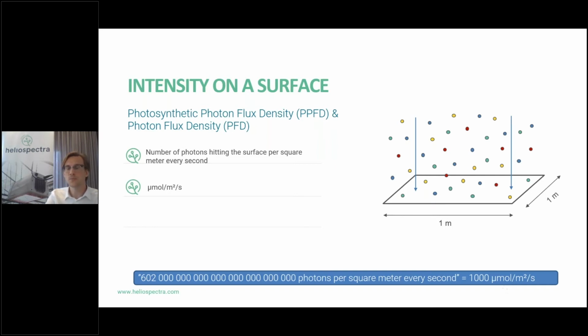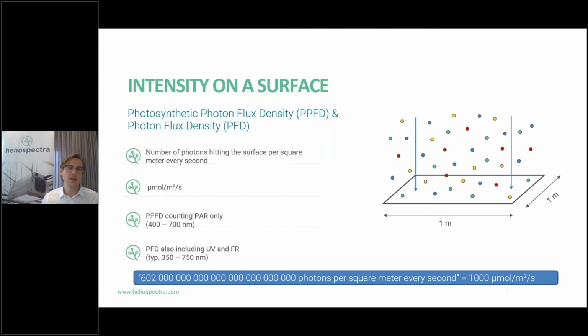So what is actually the difference between the PPFD and the PFD? The first P is removed, and the difference is essentially that when we talk about PPFD, we are only counting PAR photons, so blue, green, and red photons essentially. PPFD only measures photons with wavelengths between 400 and 700 nanometers, whereas the PFD typically measures from 350 to 750 nanometers. So that means that we are including the UV and the far red as well.